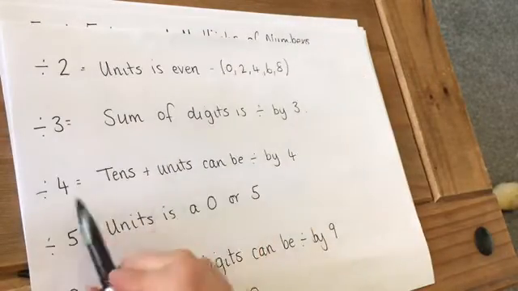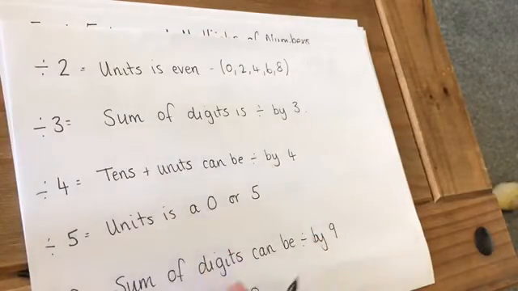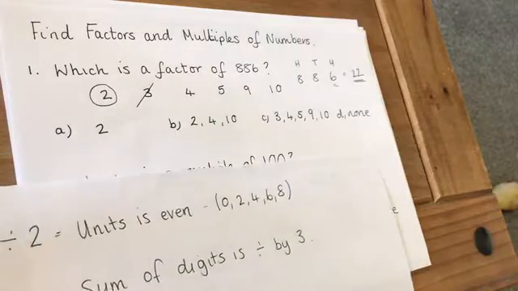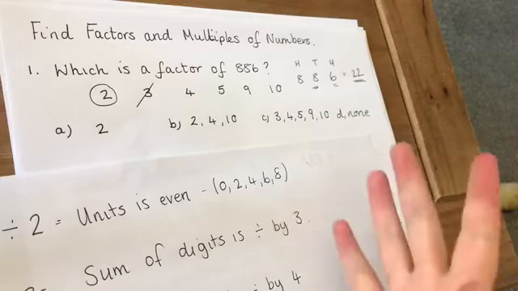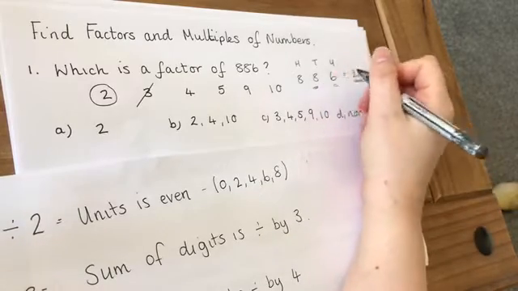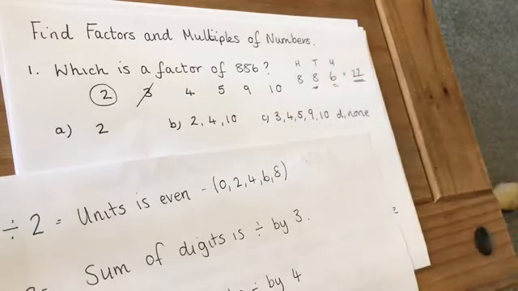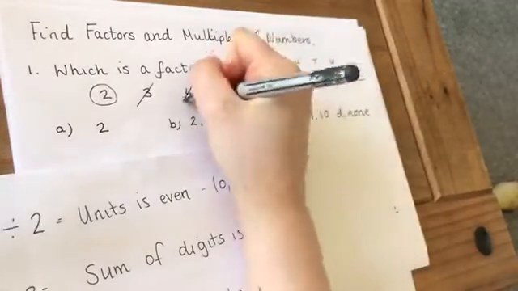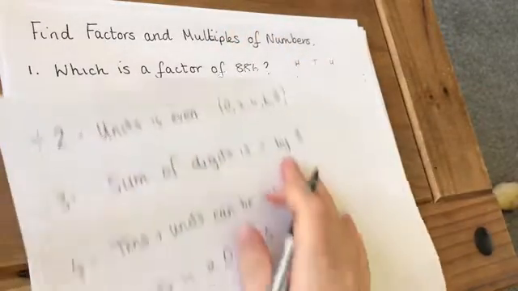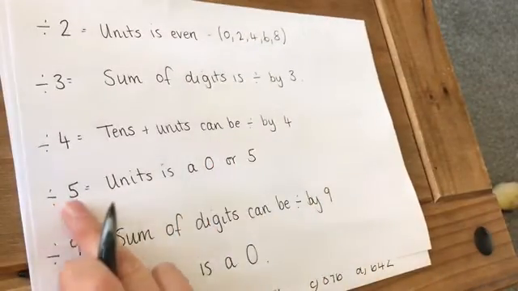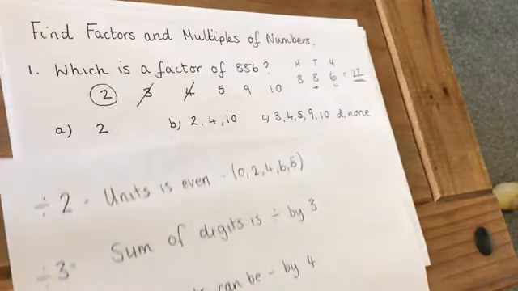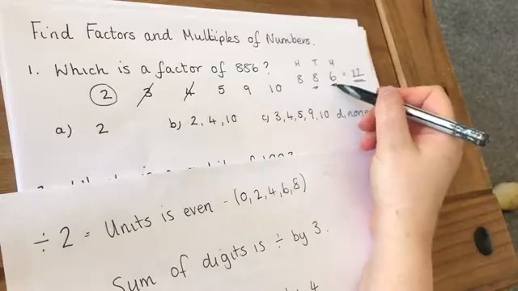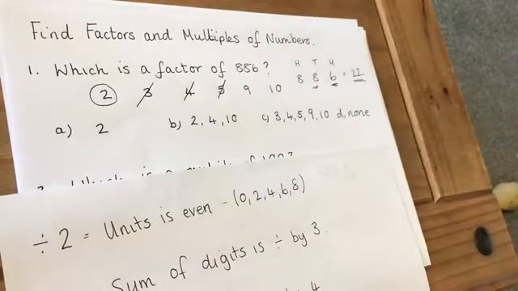4. 4 is a factor if the tens and units can be divided by 4. So our tens and our units is a 6. 6 cannot be divided by 4, but 8 can. But both of these need to be divisible by 4 for 4 to be a factor, so it is not. 5. Our rule for 5 is a factor if the units is a 0 or a 5. The units is not a 0 or a 5. So let's get rid of that one.